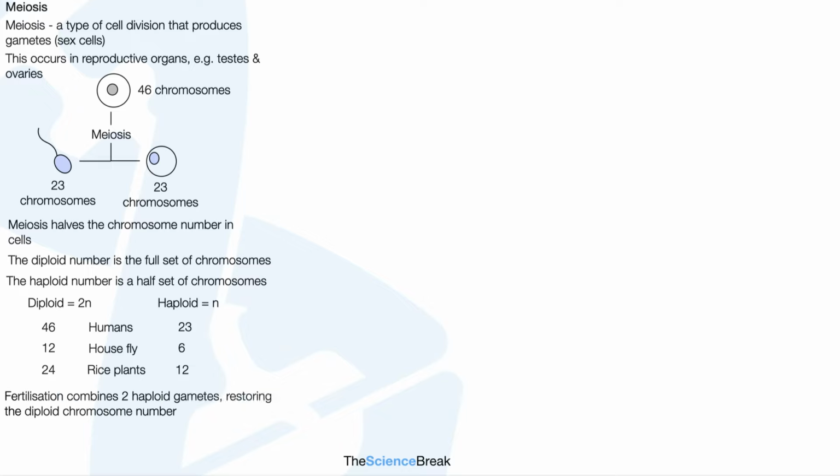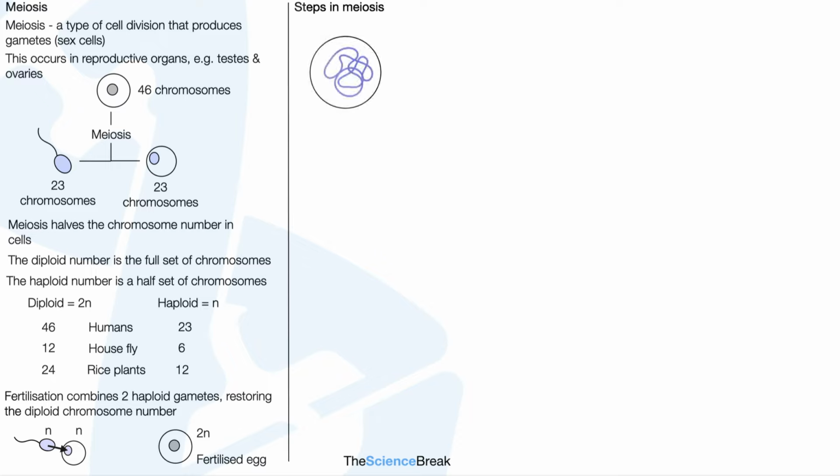Fertilization combines two haploid gametes, restoring the diploid chromosome number. Here are two gametes joining, each with a haploid number of chromosomes. The gametes join and form a fertilized egg with 2n, in other words, a diploid number of chromosomes.